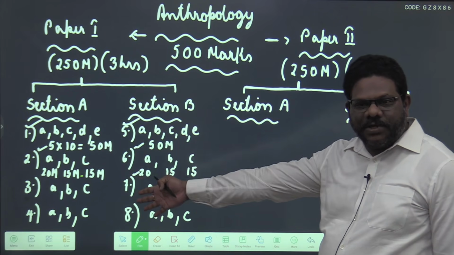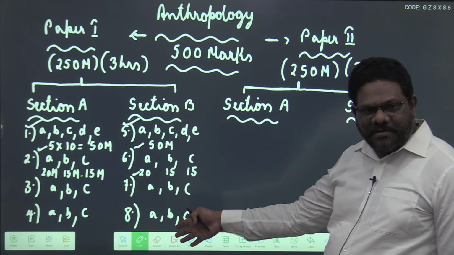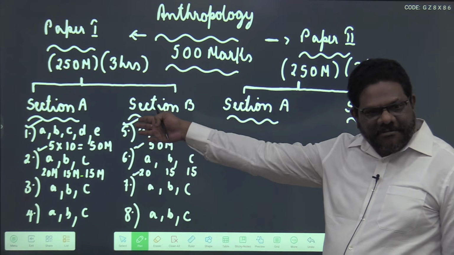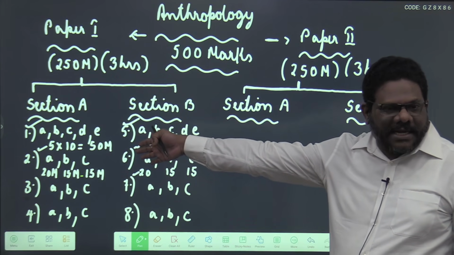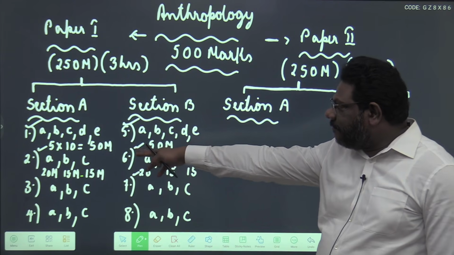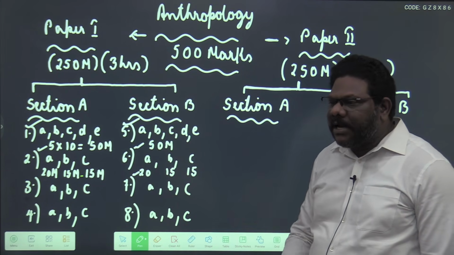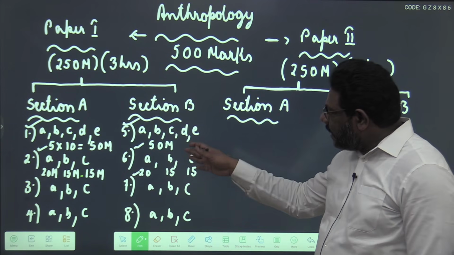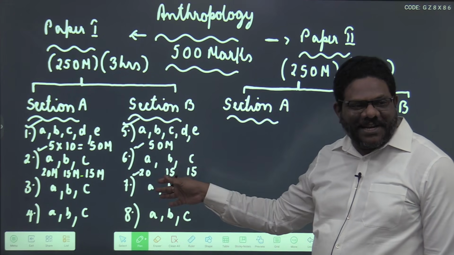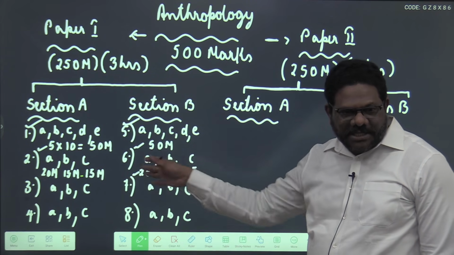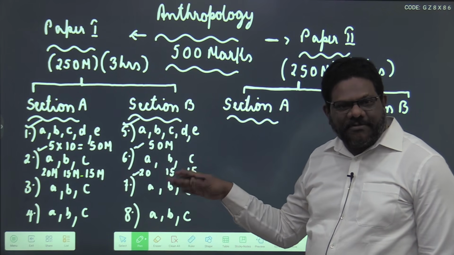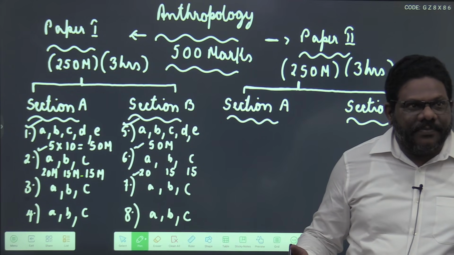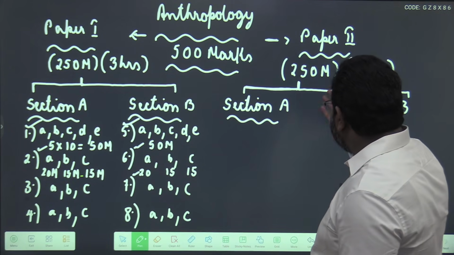So section A 4 questions you have, section B 4 questions, 1 and 5 are compulsory. There are 5 sub questions here, each one carrying 10 marks. So 5 into 10, 50, 5 into 10, 50. So 100 marks compulsory. Out of the remaining 3 questions in section A and 3 questions in section B, you are expected to answer one question from each of these sections. And the fifth question can be either from section A or section B. Yes? Now, the same goes with paper 2.